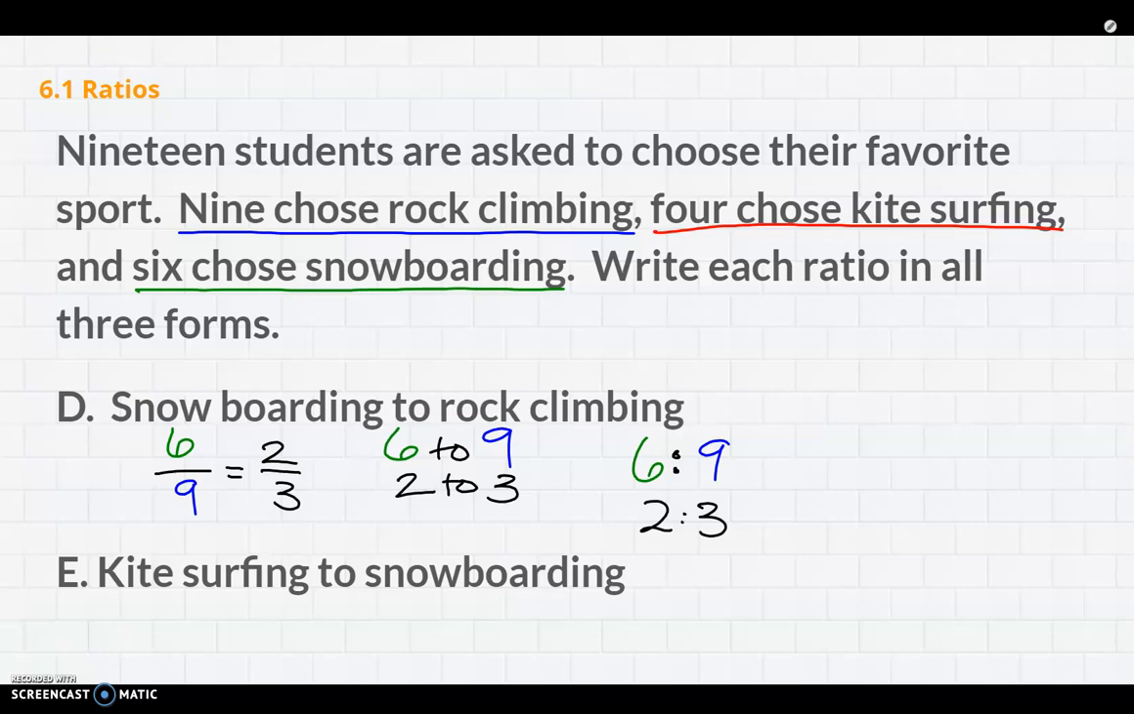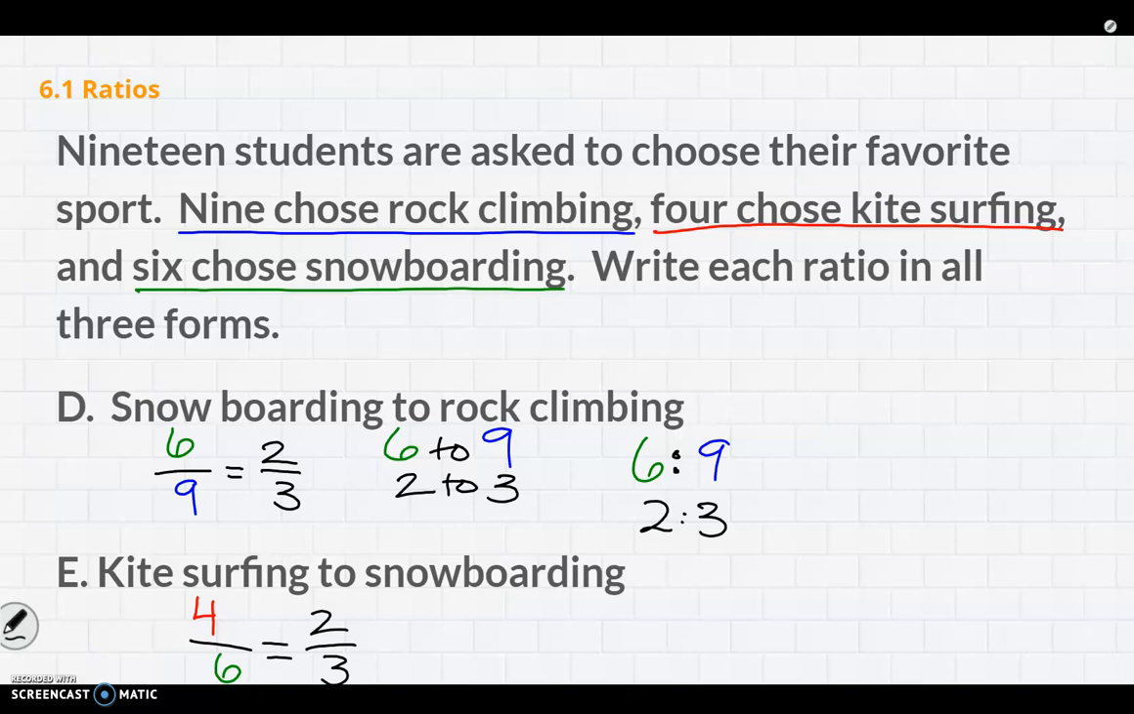How about kite surfing to snowboarding? Kite surfing, there were 4. And for snowboarding, there was 6. Again, this looks like a fraction that can be simplified. 4 and 6 are both divisible by 2, so that's 2 over 3, 2/3 again. Okay?